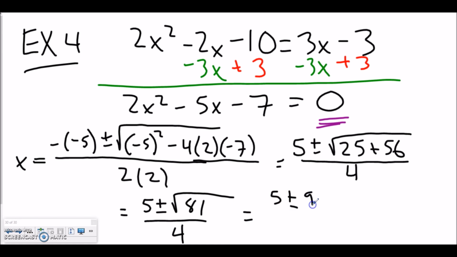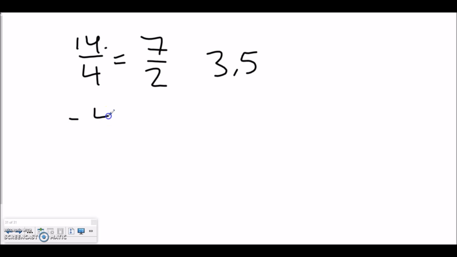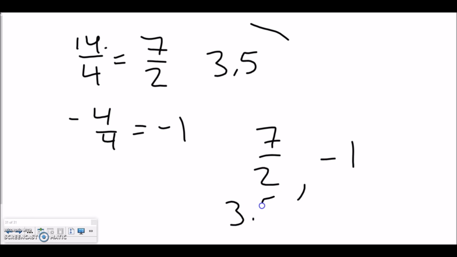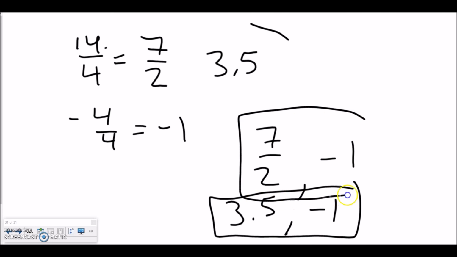And this one will work out very nicely, because 5 plus 9 is 14 over 4. And 5 minus 9 is negative 4 over 4. And these reduce to, I'm out of room, so I'll... 14 over 4 is the same as 7 halves, or 3.5, and negative 4 over 4 is the same as negative 1. So you could write it this way, or on Canvas, you could write it this way. And that's all there is to the quadratic equation. Make sure that it equals 0, put in your a, b, and c, and solve.